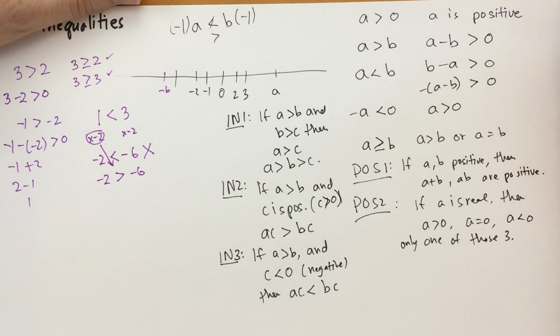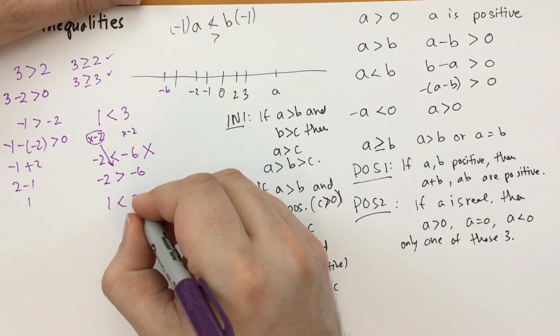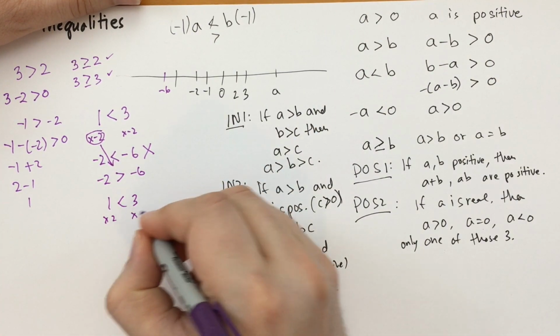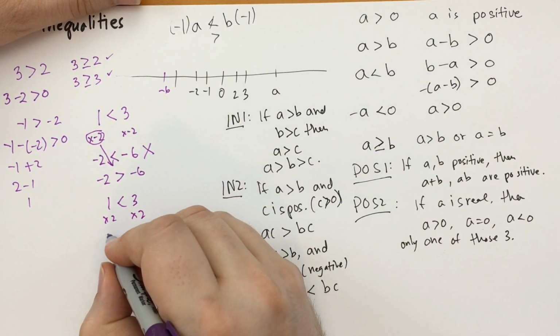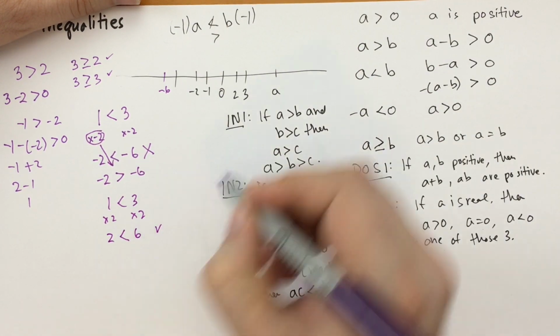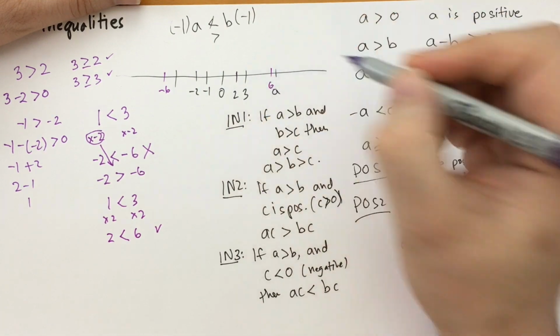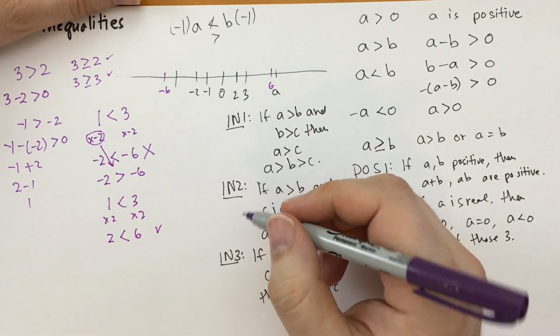But of course, if we multiply by positive integers, like 2, then we have 2 is less than 6. And that works out fine because 2 is over here and 6 is over here, and 2 is definitely to the left of 6.